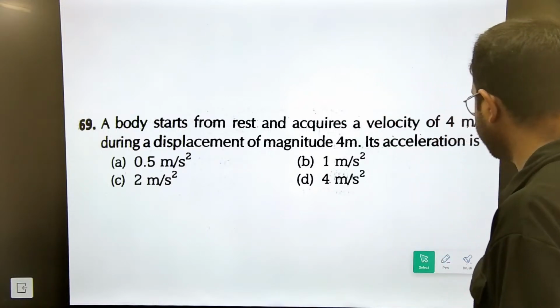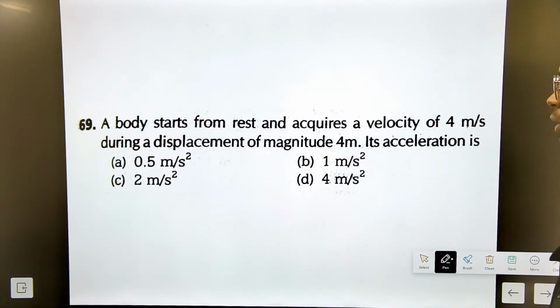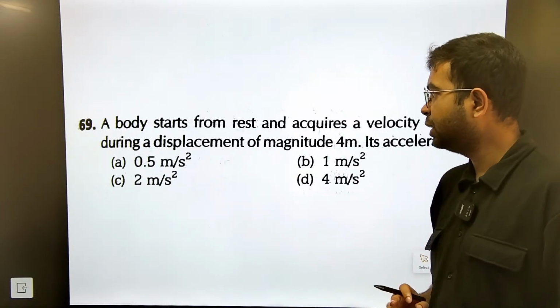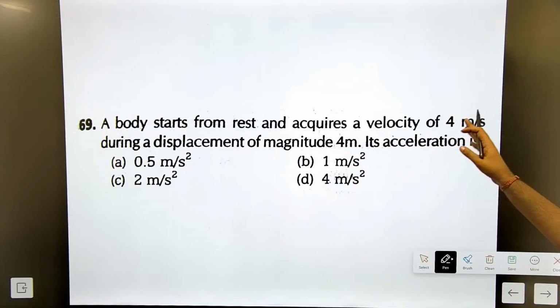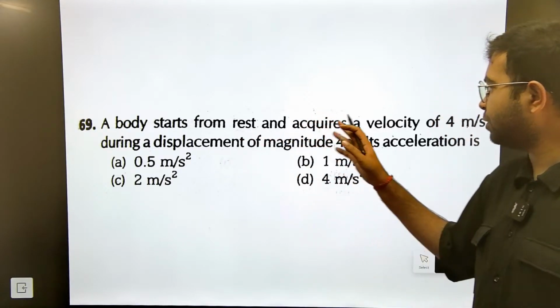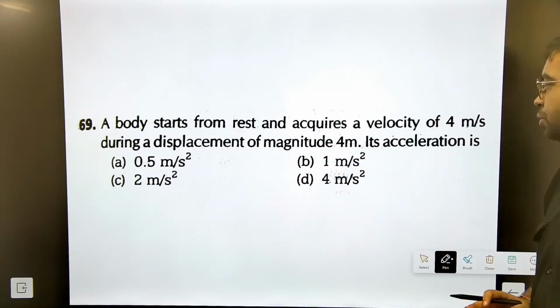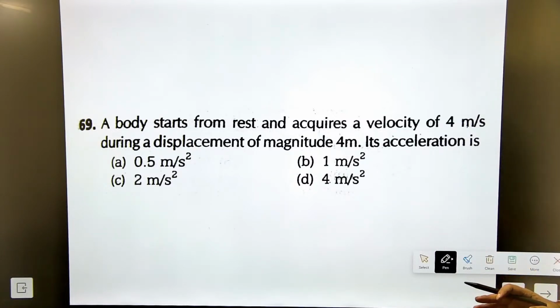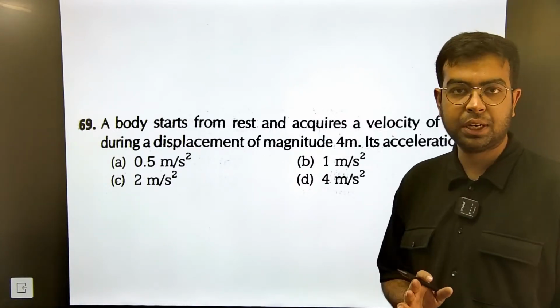Now the next question. There's a particular body, it starts from rest and acquires a velocity of 4 meter per second after a displacement of magnitude 4 meters. Then what is its acceleration? That is what they are asking.